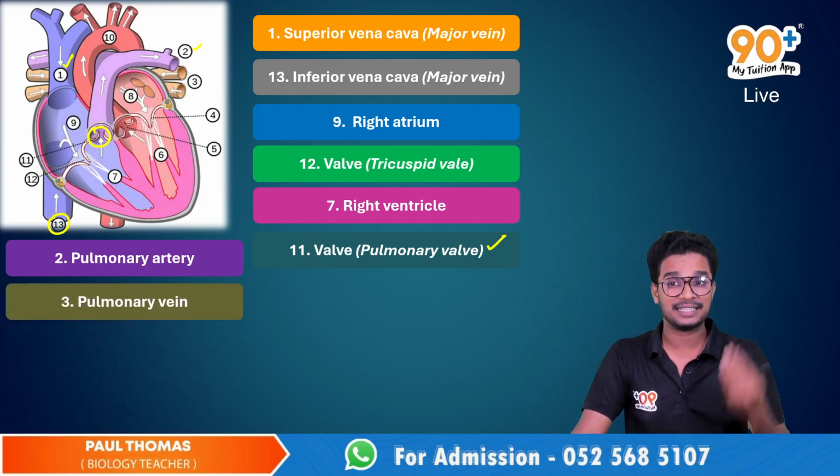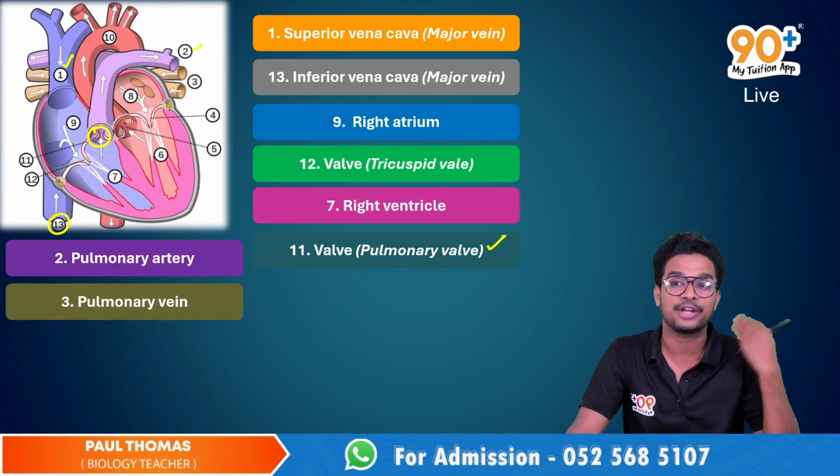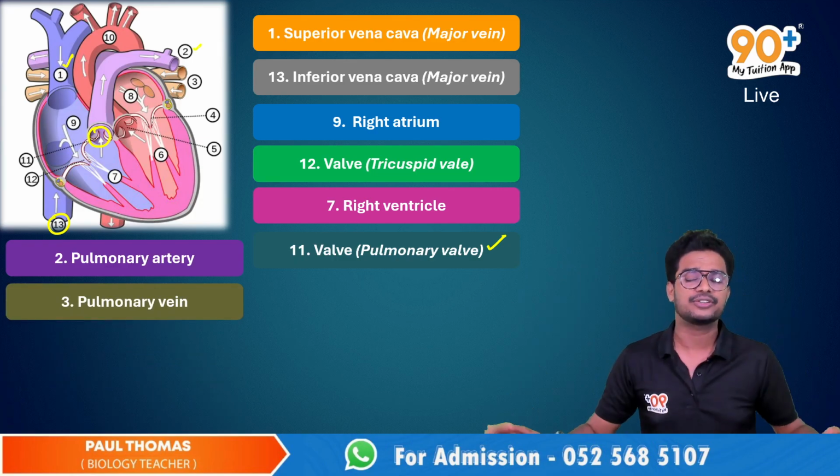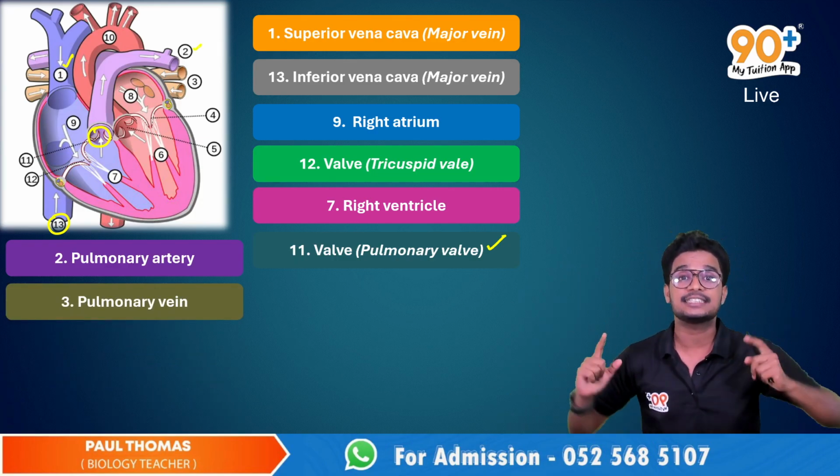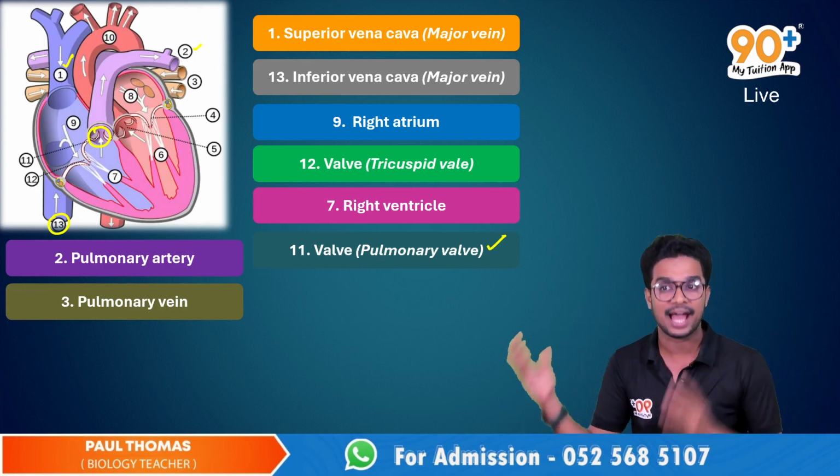And you know the specific exception condition of the pulmonary artery. What is that? Every artery carries oxygenated blood except the pulmonary artery.